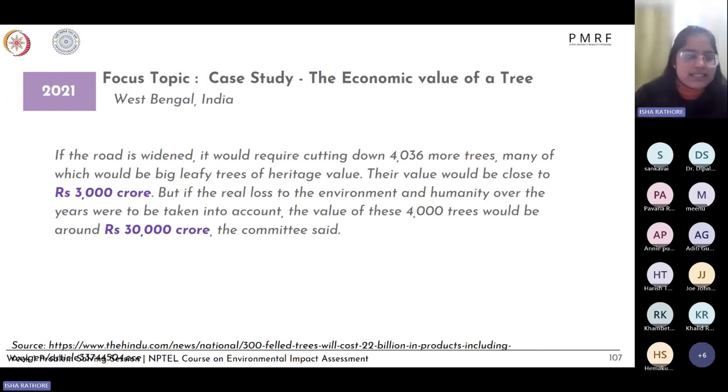So this is an interesting article which was also published in The Hindu, so you can have a look at it as well. This is just something which I want you to think about, not just from an EIA perspective, but from a normal perspective too: what is the value of the environment? Not everything can be converted into monetary value. So this was an interesting case on the economic value of a tree.